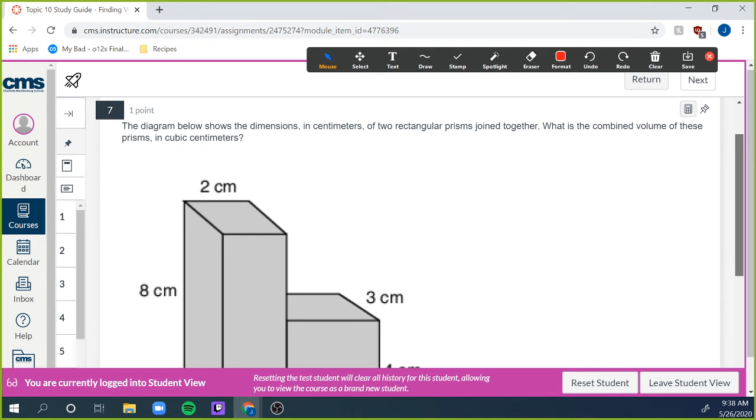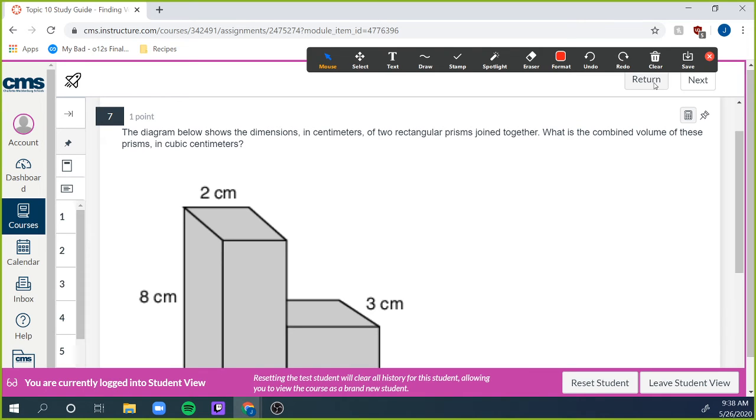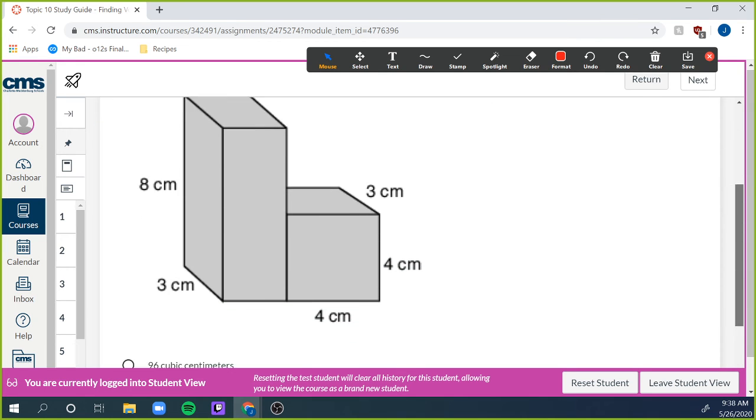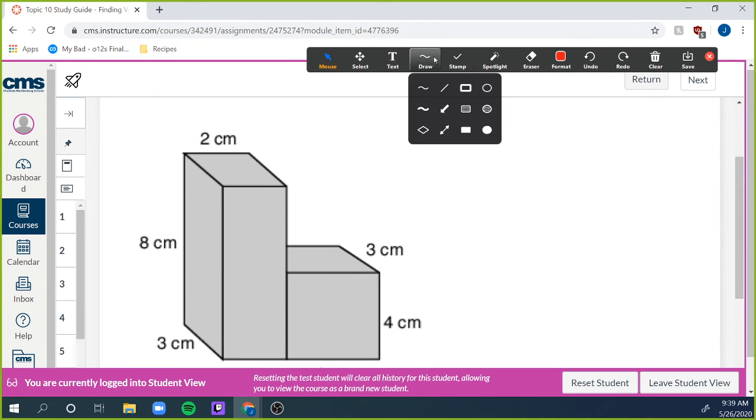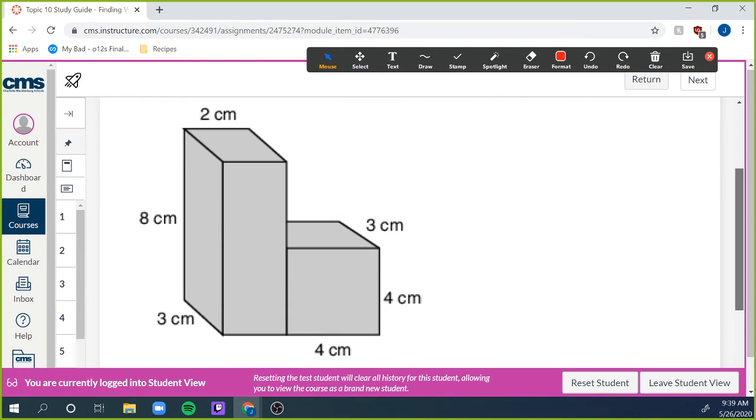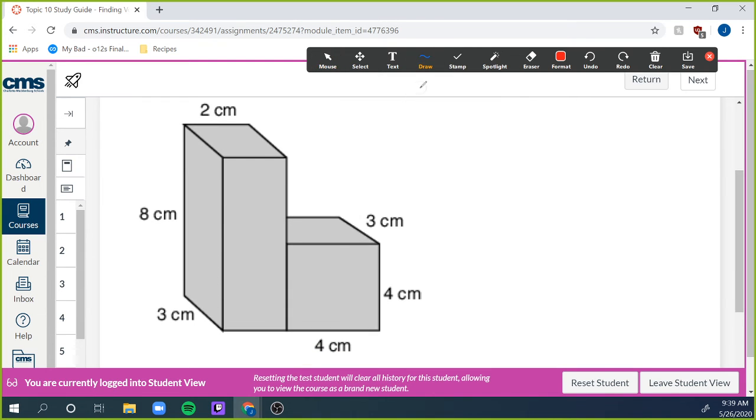The diagram below shows the dimensions in centimeters of two rectangular prisms joined together. What is the combined volume of these prisms in cubic centimeters? We see here that we have two separate prisms that we're going to find a total volume for. Well, let's take a look. We have the length of this one already. It's 4. We have the height of this one.